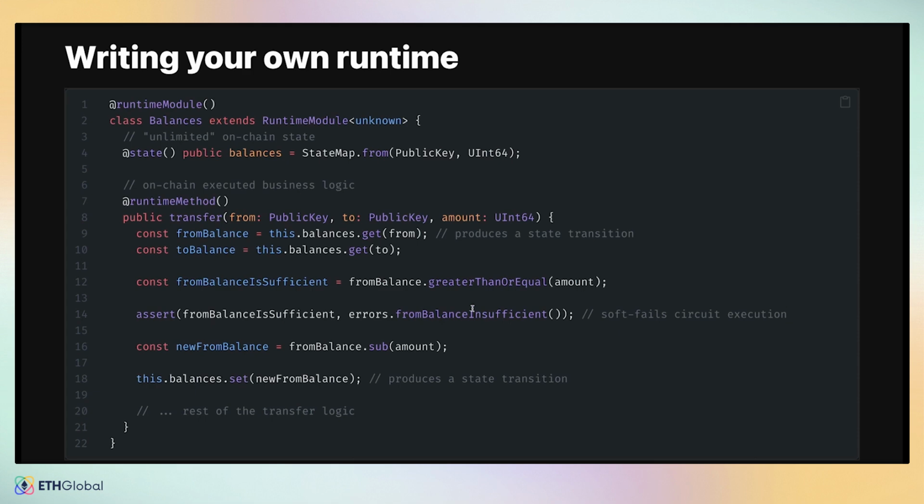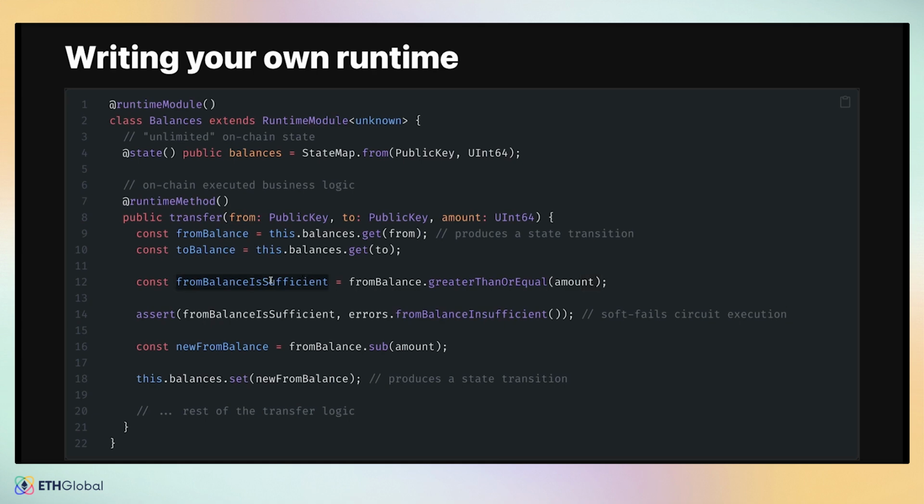So how would the implementation look like? First we have to obtain the from and the to balance, which we do using the state map get API, which is relatively straightforward. Any calls to the state API will produce state transitions behind the scenes, which are quasi equivalent to account updates. Then we have to check some pseudo transfer logic. We have to check if the from balance of the from key is greater or equal than the amount being sent. We check that here. This gives us a boolean, from balance is sufficient.